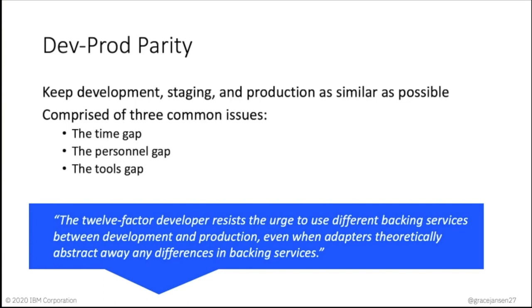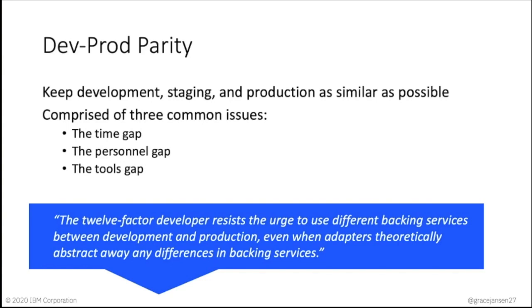Then we've got the personnel gap. So the personnel gap, as you can guess, is a difference in the personnel handling each aspect. So you might have a developer writing the code locally, but a completely different ops guy actually going and deploying it, who might configure it completely differently. Then we've got the tools gap.